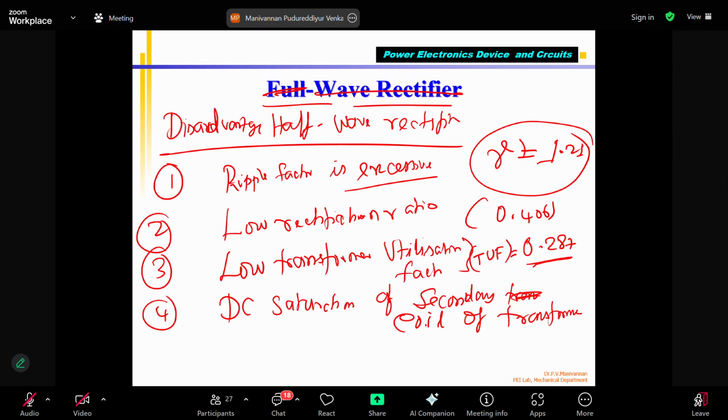Find out for a given transformer, this is the transformer ratio, correct? Input voltage, V peak voltage is this. Compute the VDC voltage. Then ripple factor, rectification ratio, utilization factor, all these things will be asked, maybe expect 3 to 4 marks. Some questions, correct? With a circuit diagram, show, explain this. So these are the disadvantages.